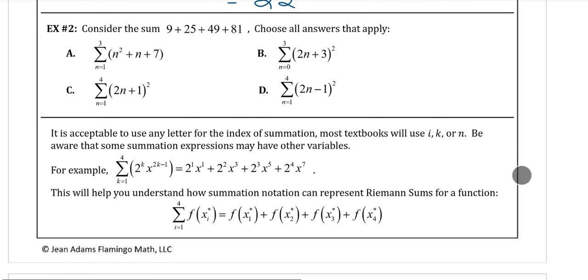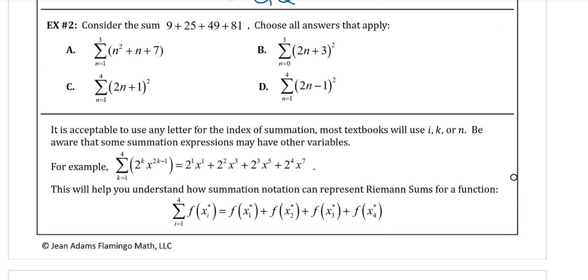Okay, now for this one, consider the sum 9 plus 25 plus 49 plus 81. Two of these answers are correct. I'm going to pause for a second and see if you can determine which 2 of the 4 choices would give you that sum.